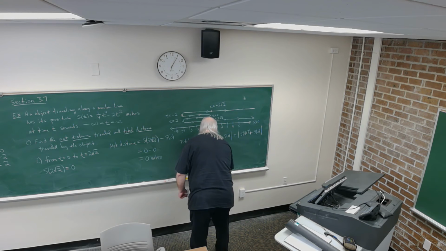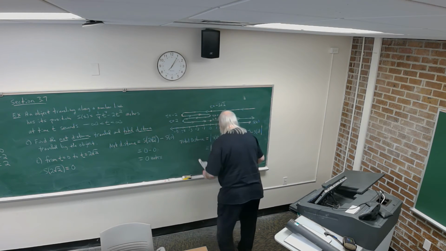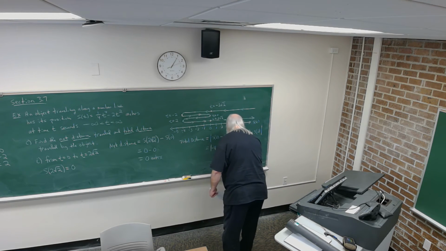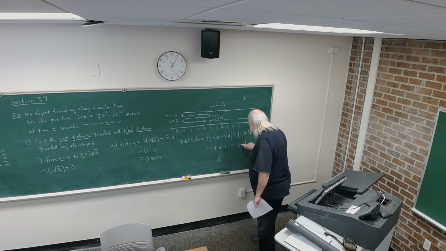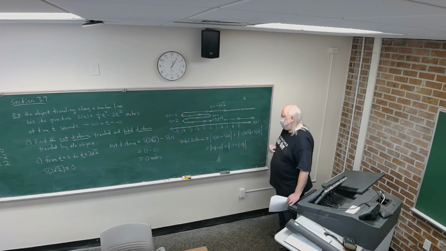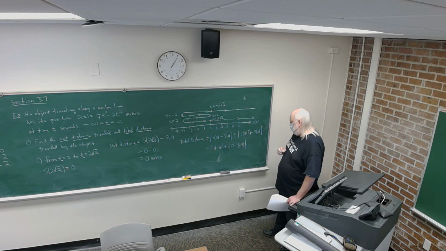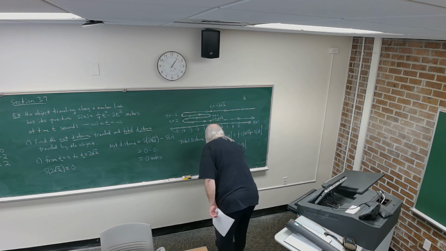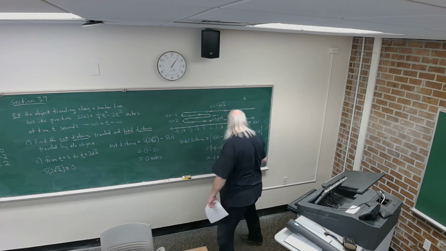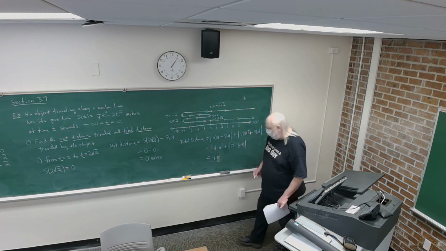S of 2 is equal to minus 4. S of 0 is 0. S of 2 root 2 is plus 4, or excuse me, 0. And S of 2 is minus 4. Minus 4 minus 0 is negative 4, and the absolute value of negative 4 is 4. Zero minus a negative 4 is 4, and the absolute value of 4 is 4.